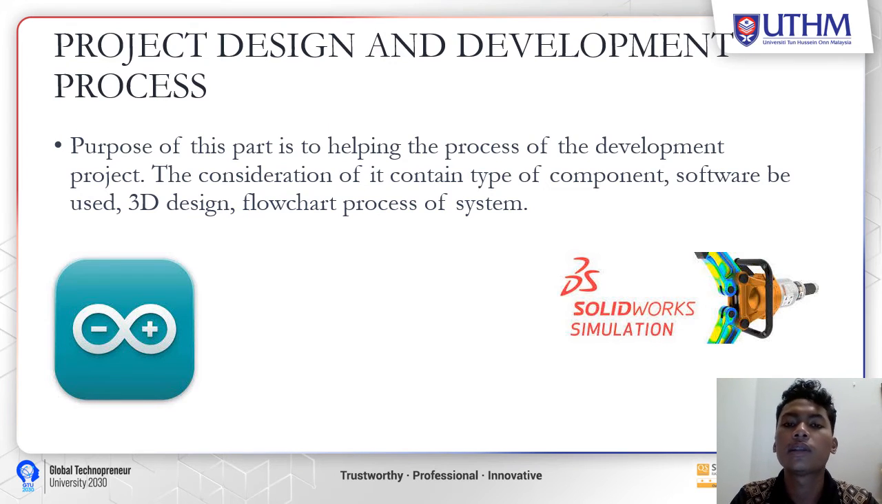The consideration of the content or type of component and software be used in 3D design and flowchart of process system. There are two software that we use. First is SolidWorks simulation. The SolidWorks simulation we use for this project to analyze the structure crane. The analysis focuses on the static analysis to find out the maximum stress toward the structure and also to find out the structure will handle the load given. Meanwhile, they also analyzed the welding at the pulley to find out the suitable sizing welding for the pulley to hold the load.